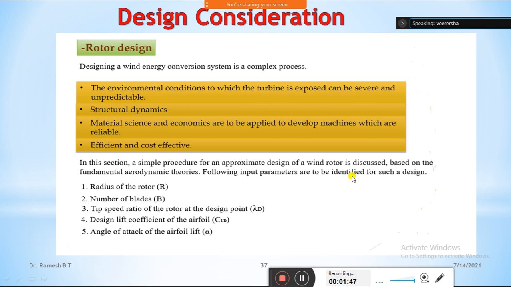That is most important. If you design these components very well, then the windmill will operate effectively and give the maximum power output. So the first important thing is the rotor design. Among the design considerations, the important part is the rotor design, the wind turbine rotor.